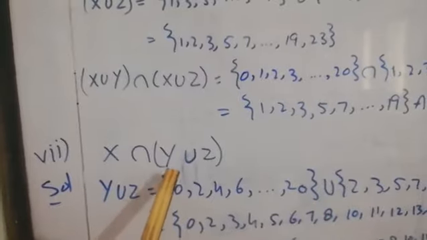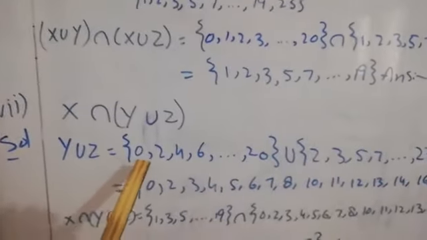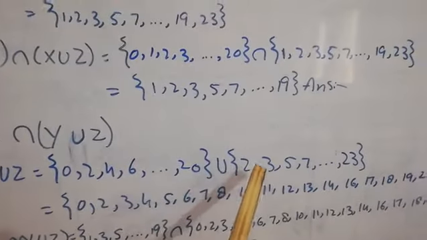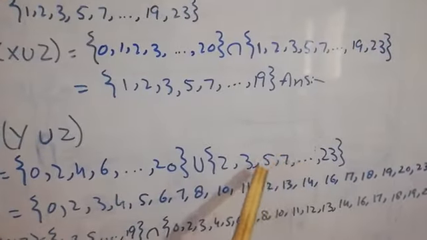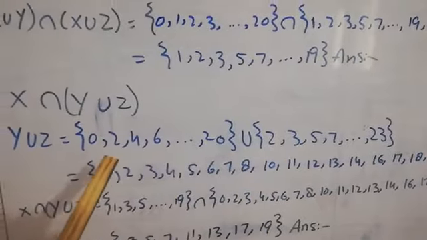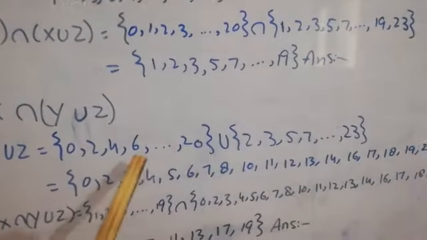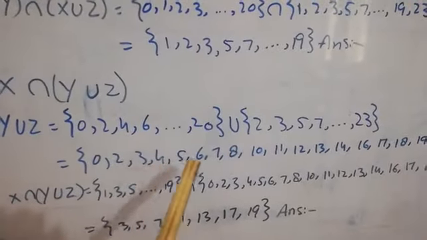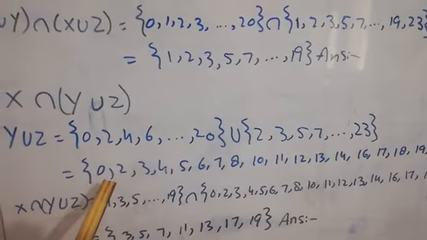First of all, solve the bracket Y union Z. Y is the even numbers from 0 to 20, union Z, which is the prime numbers from 2 to 23. Dear students, there is no sequence between these answers, so that's why we will write all the elements over here.